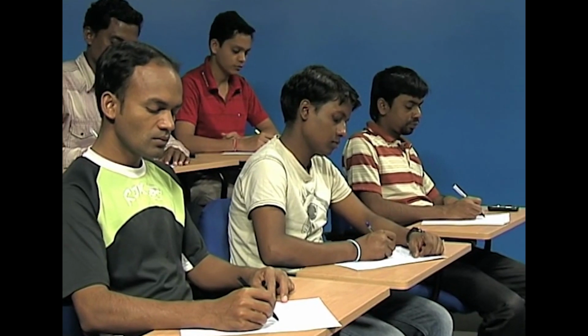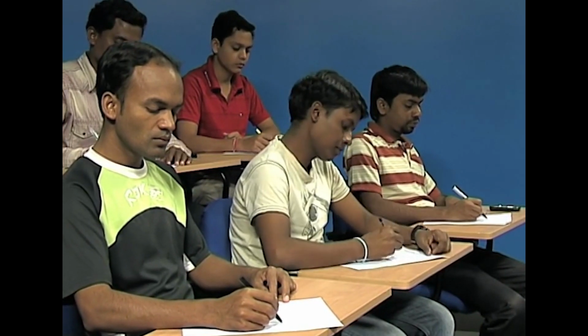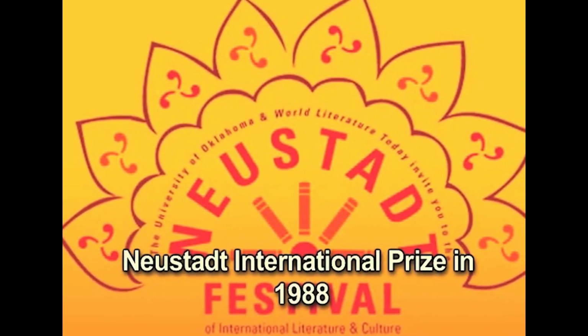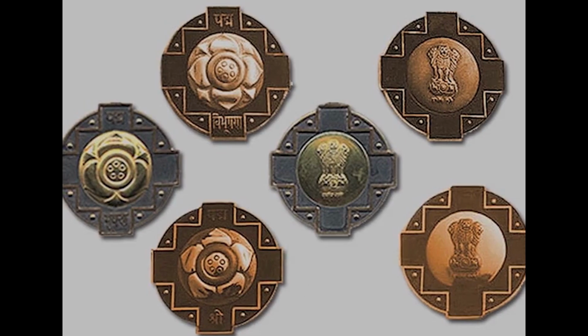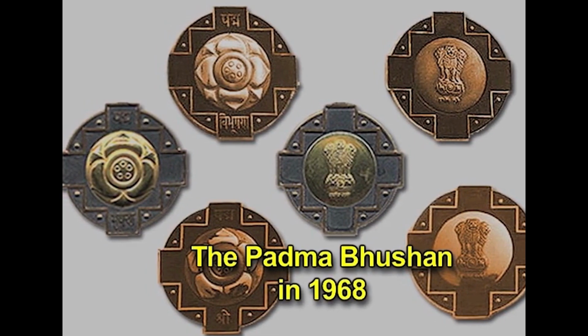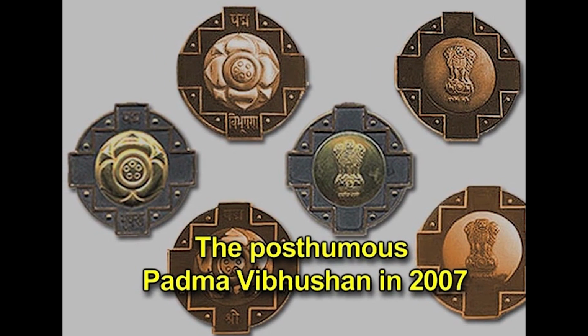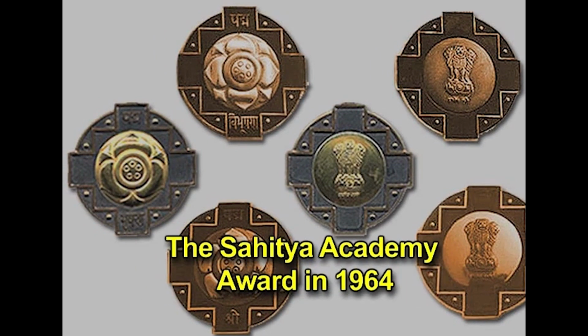is considered by most as one of the best, if not the best, writers to emerge on the Indo-Anglican literary scene. Bearing testimony to this fact is that he has been awarded the Neustadt International Prize in 1988, the Padma Bhushan in 1968, the posthumous Padma Vibhushan in 2007, besides the Sahitya Academy Award in 1964 for The Serpent and the Rope, among many others.